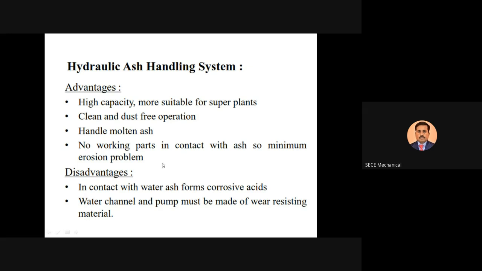And the disadvantage, as I already told, if water and ash are mixed, it will form an acid, corrosive acid is formed. That is one difficulty we saw. So that is another disadvantage. And wear resisting material: water channel and pumps must have wear resistance, because normally with water and ash and corrosive acid, wear happens immediately. So because of corrosion, wear cannot be avoided. So these are some of the disadvantages.